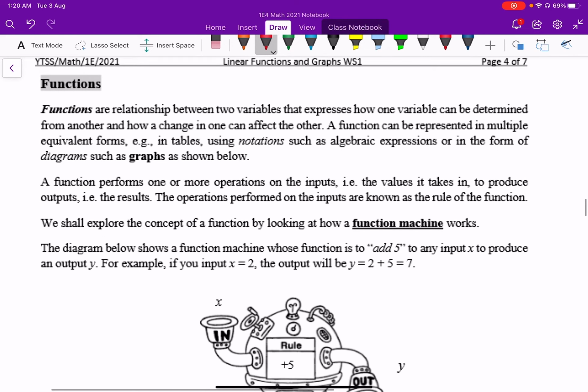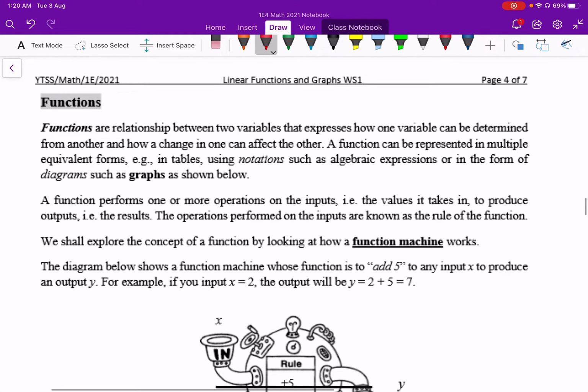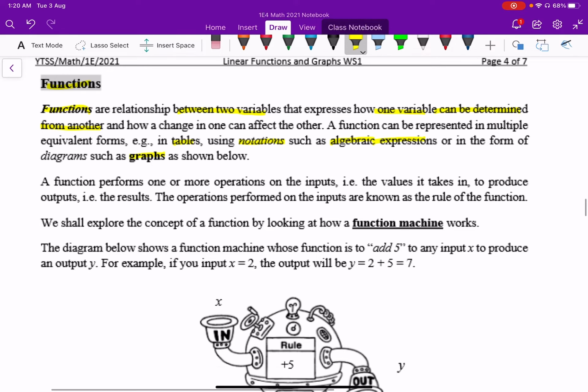Alright, so let's move on to the next one. Now we are looking at the next part, that is the function. What is a function? A function is the measure of the relationship between two variables that expresses how one variable can be determined from another, and how a change can affect another. It can be represented in many forms. You can use tables, you can use notations, meaning algebraic expressions, or in the form of a graph also can. A graph is a diagram. So there are many ways to show a function.